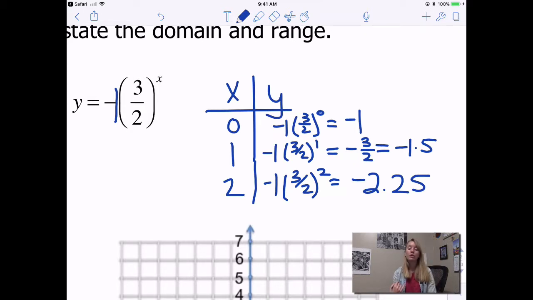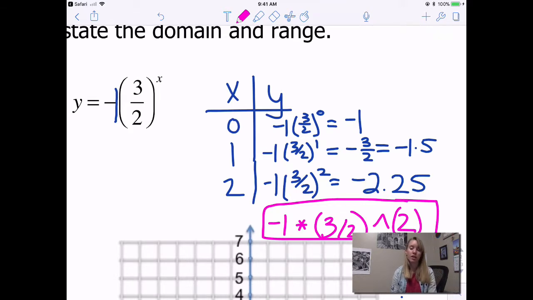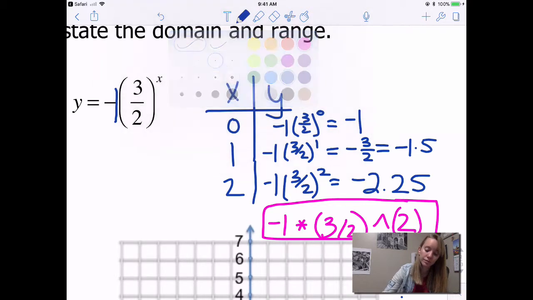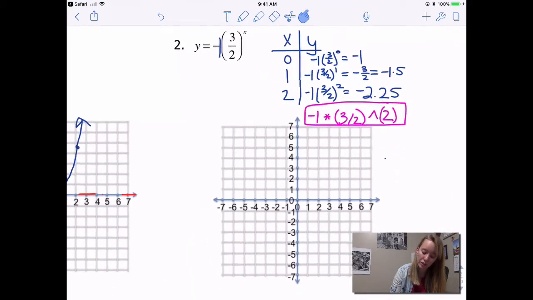-2.25. Remember, when you plug this into your calculator for this last one, I would literally plug in -1 times 3 divided by 2 caret 2. And when you do that, you should get -2.25. So let's try graphing this. I've got (0, -1) is on my graph.